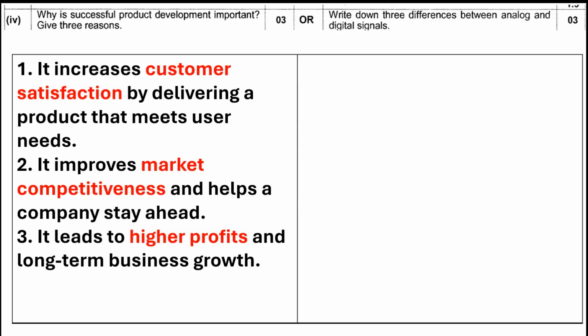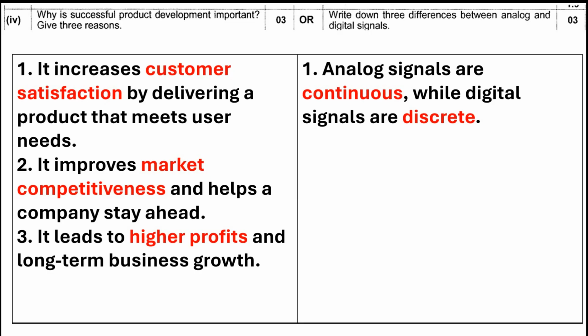Next question. Write three differences between analog and digital signals. The differences are these. Analog signals are continuous. They do not stay at a single state, while digital signals are discrete, showing one value at a time.